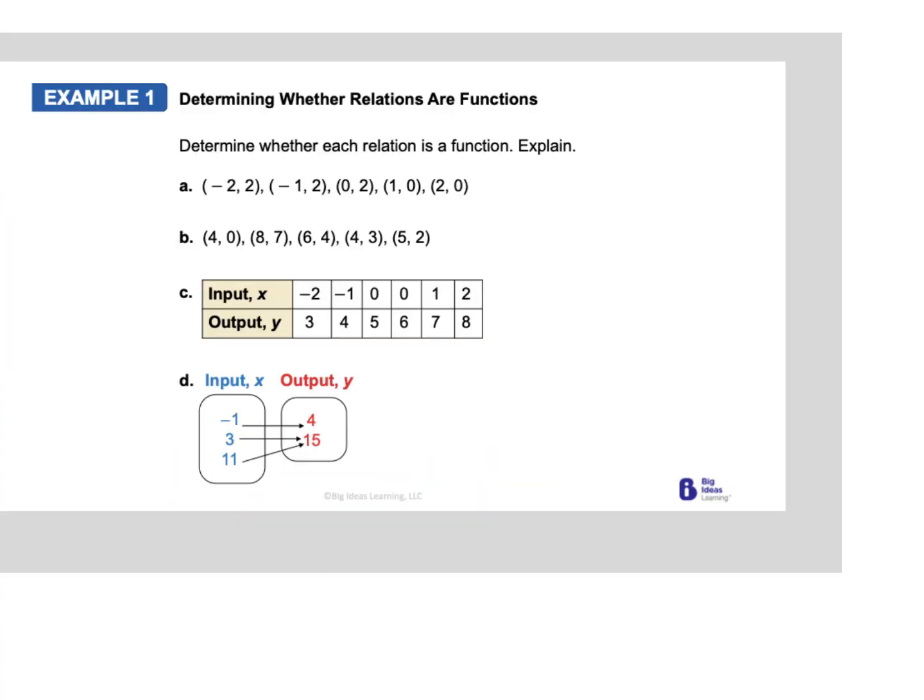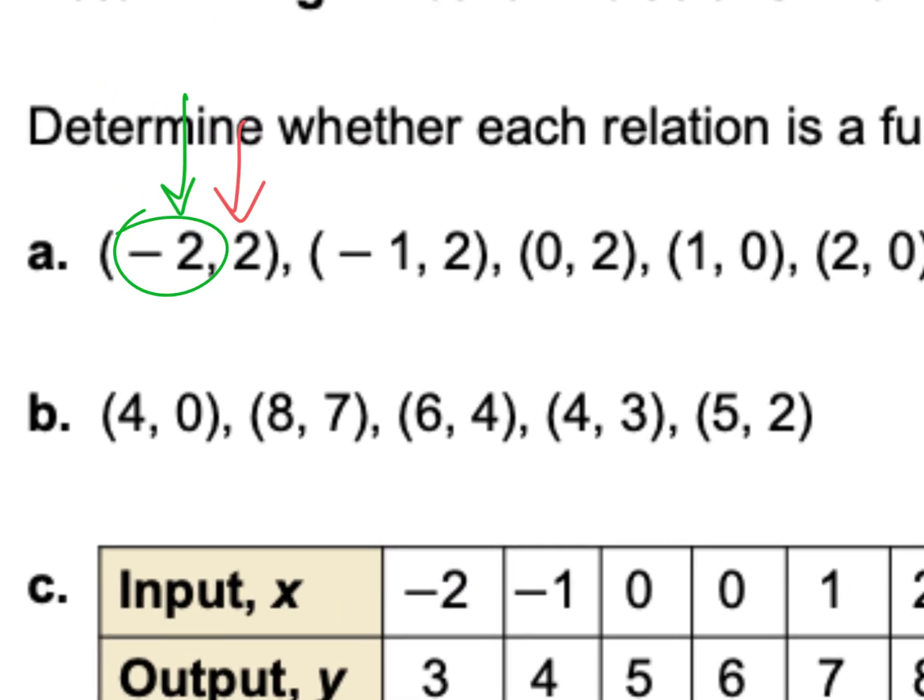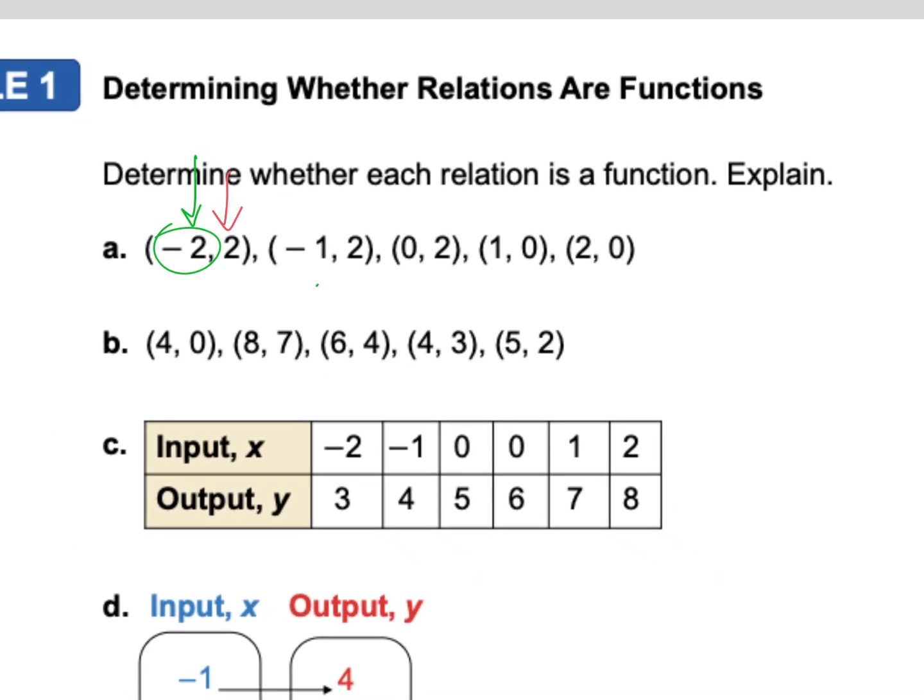So let's look at these and determine if they are functions or not. We input -2, we output 2. So far, so good. Now really all I'm going to do is check, do I have any more -2s as an input? No. Okay, I'm good. There's a -1, I don't have any other -1s, so I'm good. Here's a 0, no other inputs that are 0. Here's an input that's 1, no repeated ones. Here's an input that's 2, I'm good.